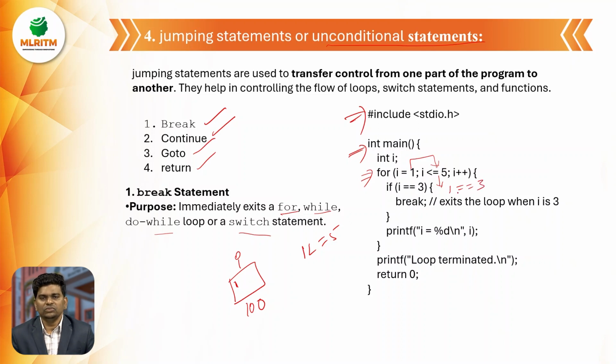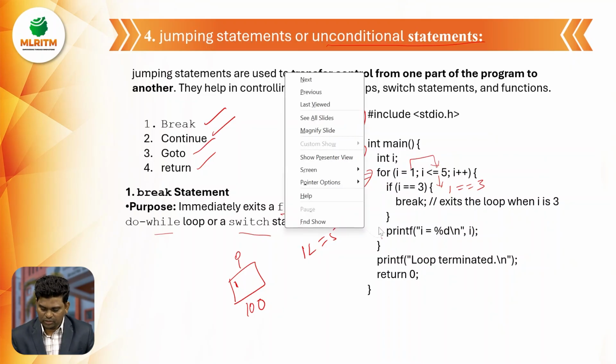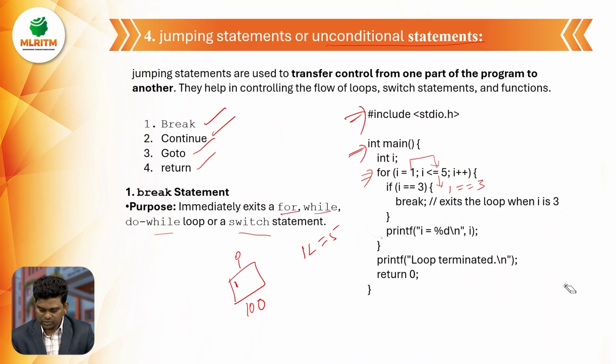1 is equal to 3? No, this is false. So it goes to the next line of the if block. This is not true, so this is false. Whenever it is false, it directly goes to the next line after the if block, because we are still in the for loop.